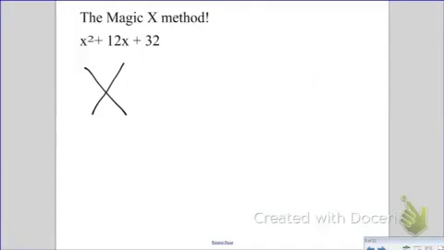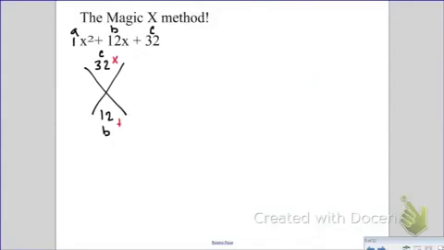We're going to put the last number on top and the middle number on bottom. And that's called our C number, our B number, and our A number. Our A number is 1 right now. So on top we put our C number, and on bottom we put our B number. Okay, now I have to ask myself, what two numbers add to make the bottom, but multiply to make the top? And so I have a few options. I could try 1 and 32, but I don't think that's going to add up to 12.